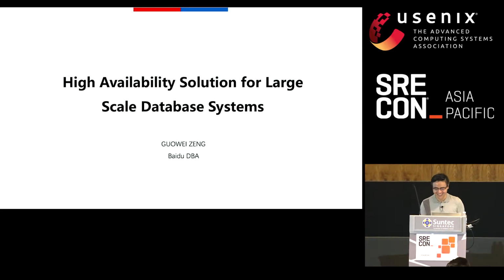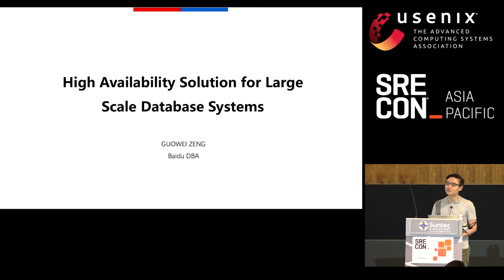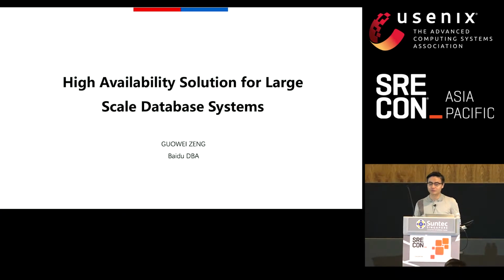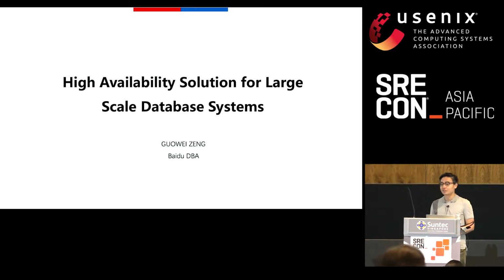I have worked in the Baidu DBA group for 7 years. Now I am responsible for the infrastructure of database management. So today I will introduce the Baidu high availability solution for large-scale database systems.